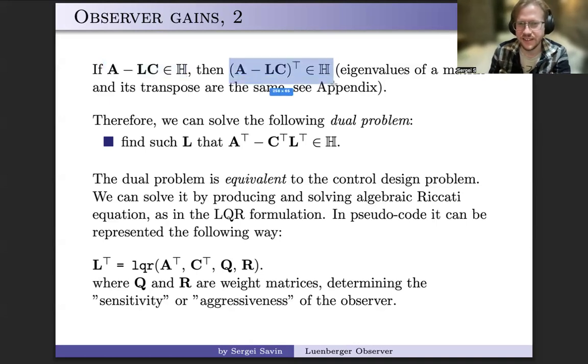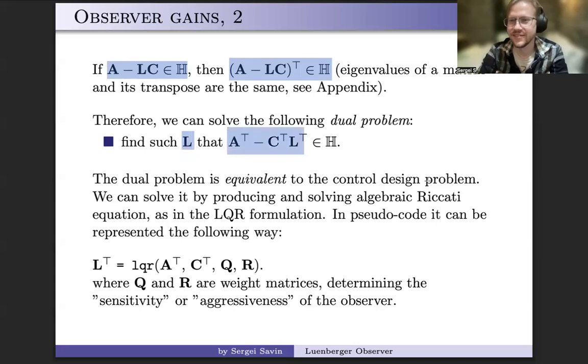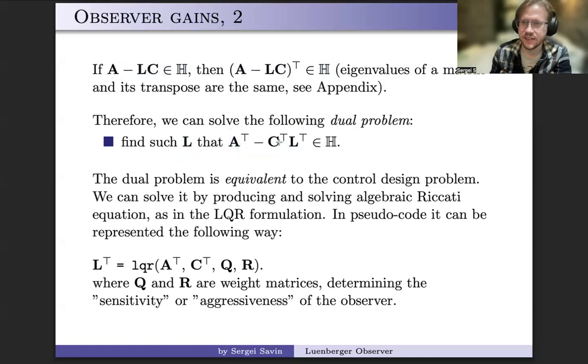Now, this fact gives us power to do the following. Instead of trying to find such L that this expression is Hurwitz, we find such L that the transposed expression is Hurwitz. We just transposed. Notice this is the same as control design now, because the gain appears on the right of the matrix. So there's A minus BK, and A transpose minus C transpose L transpose. So this whole thing behaves the same as the control gain.